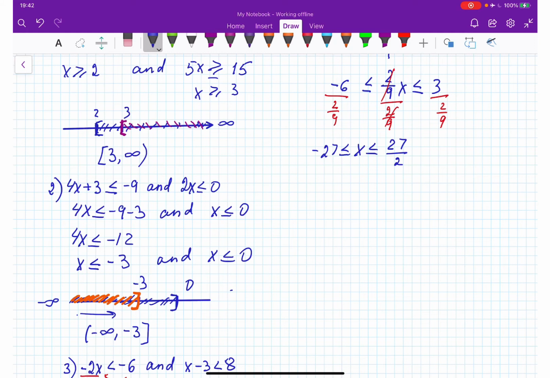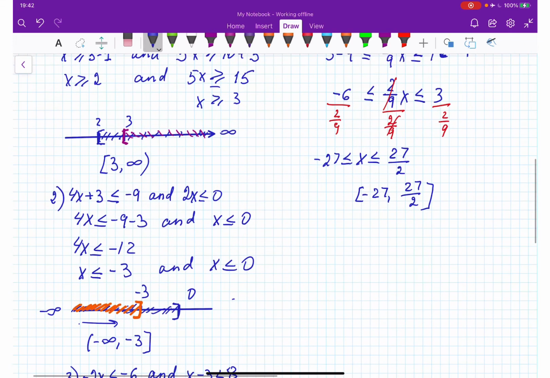Okay, and this is going to be our answer. So if we put it in interval notation, since we have the equal sign, the answer is going to be square bracket, negative 27, comma, 27 over 2, square bracket. And that is going to be our solution. Okay, question number 5.